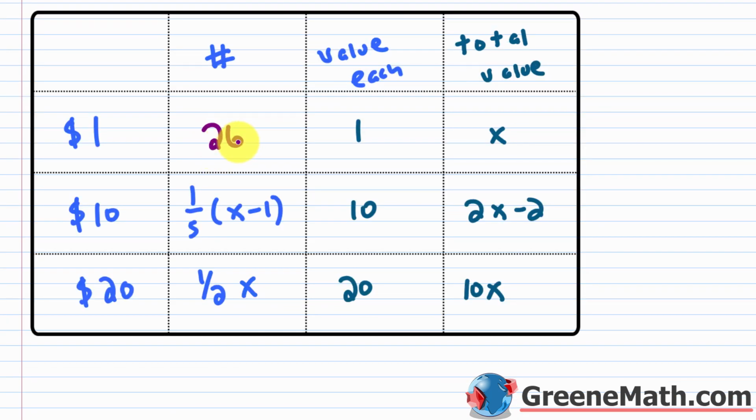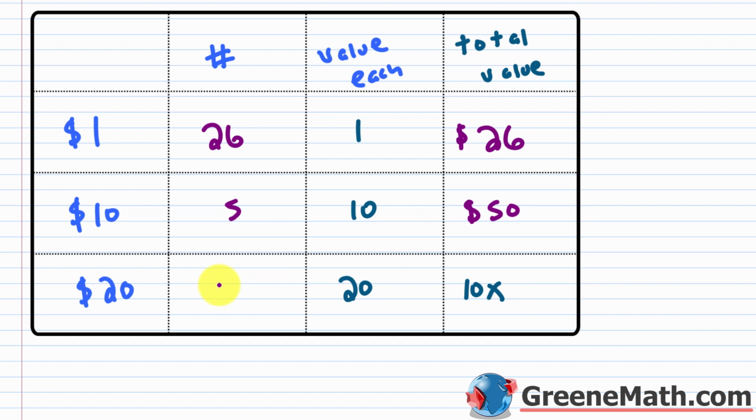So that's the number of $1 bills. The total value would be $26. And I'll just put the dollar symbol there. For this one, if I plug in a 26, 26 minus 1 is 25. And a fifth of 25 is 5. So this would be 5 in terms of the number of $10 bills. So this right here would be $50 in total value. And then a half times 26 is 13. So this would be 13, and 13 times 20 would be 260. So this would be $260.